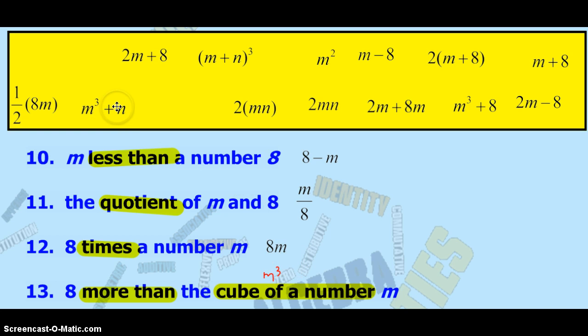So you look here, this one has m with a power of 3, but it's not adding 8. This one has a power of 3, but it's not adding 8. And if we keep looking, we finally found it, and it looks something like this.